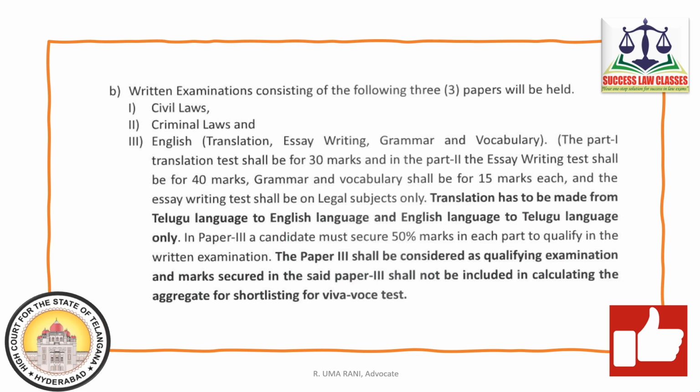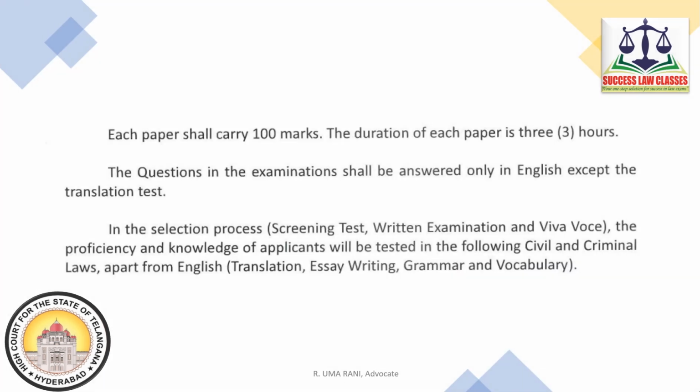A candidate must secure 50% marks in each part to qualify in the written examination. Paper 3 shall be considered as a qualifying examination, and marks secured in the said paper 3 shall not be included in calculating the aggregate for shortlisting for the viva test. Each paper shall carry 100 marks, that is the criminal law paper, the civil law paper and the English paper, and the duration of each paper will be 3 hours. The questions in the examination shall be answered only in English except the translation test.